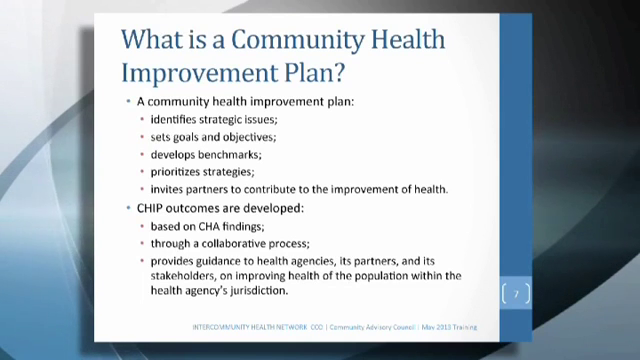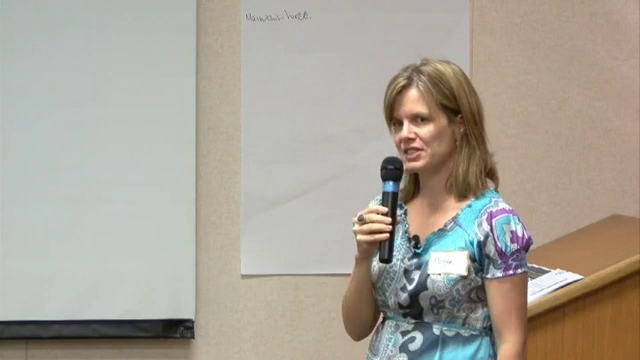But some of the key elements of a CHIP is that you identify your strategic issue, you set your goals and objectives, you develop benchmarks, and you prioritize which strategies you will use that are based on the evidence that have been shown to be effective, and then you invite partners, because we can't do this alone. It's a community effort. You invite partners, agencies, other groups. Maybe it's housing, the transportation sector, preschools, education. You invite partners who are also committed to making a change, to be a part of the process.